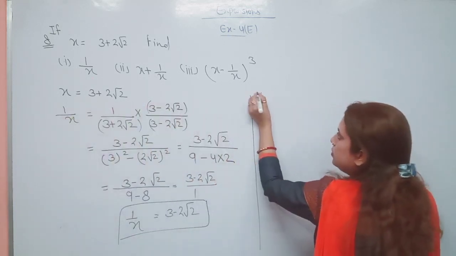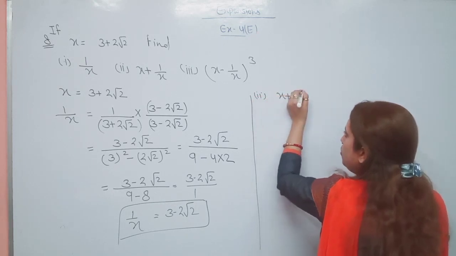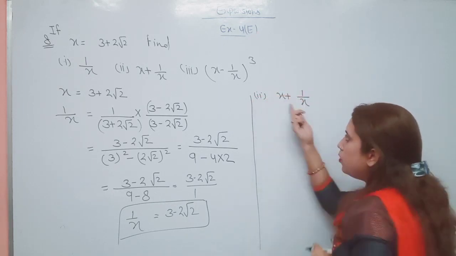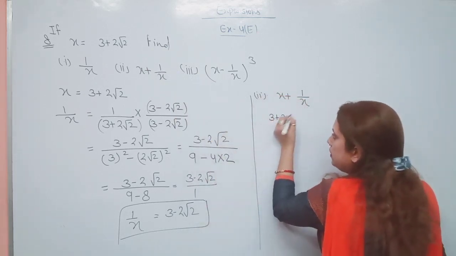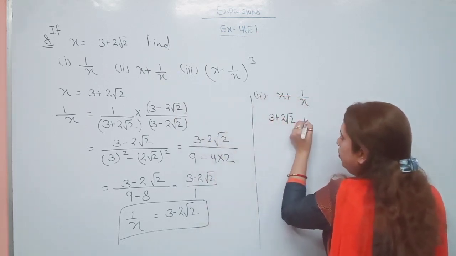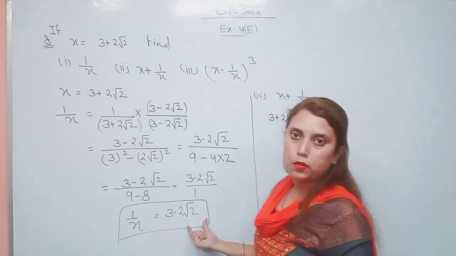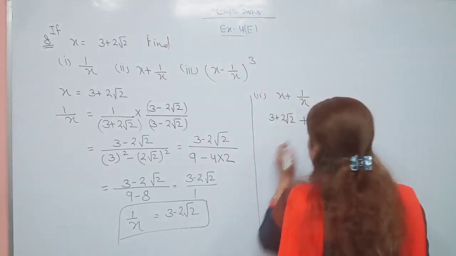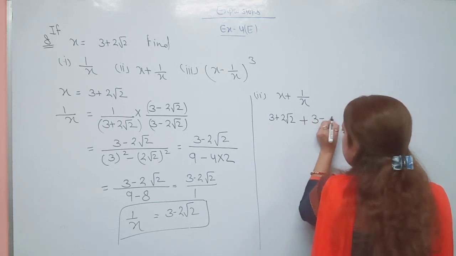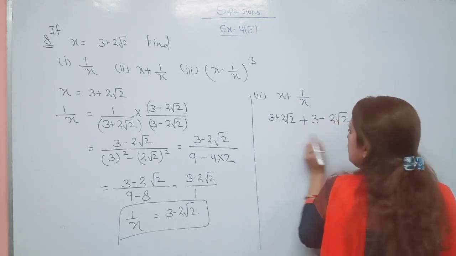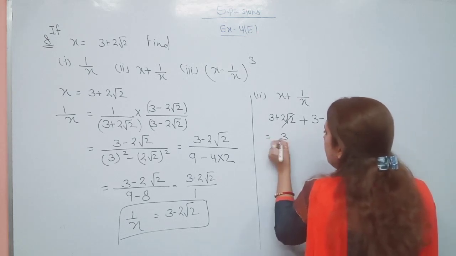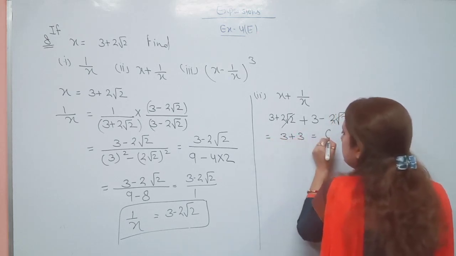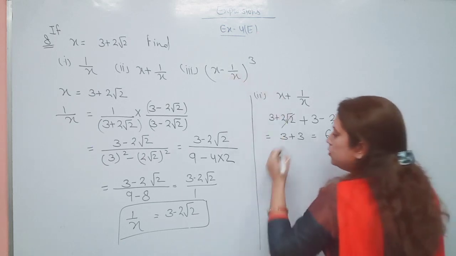Now the second part, x plus 1 upon x. The value of x is given in the question, so first we write the value of x. Now plus 1 upon x, which we have already found. Put the value of 1 upon x, 3 minus 2 root 2. When we solve, plus minus cancel, 3 plus 3. Answer is 6.